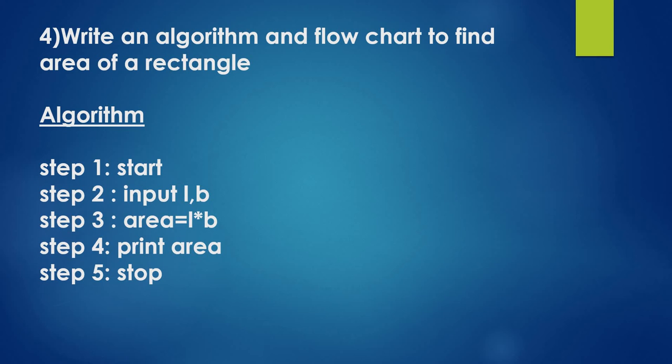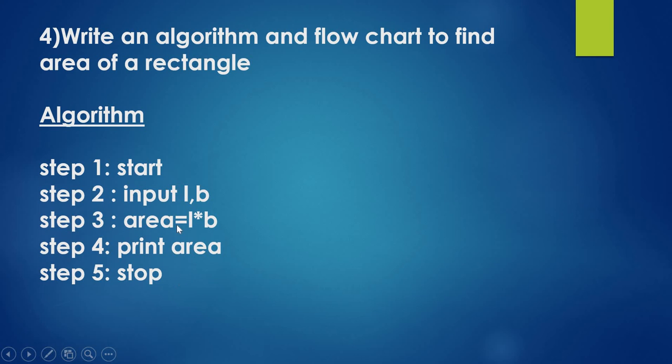Then, what is the area? Length into breadth. So, step 1 is start. What are the inputs? L, B. That is length and breadth. Then, what's the process? Area is equal to L into B. That is length into breadth. Here we are using the variables L, B. So, area is equal to L into B. Then fourth step is print area. Then stop. This is the algorithm.